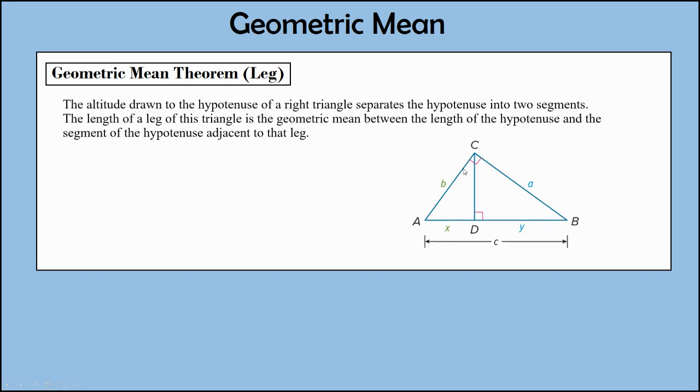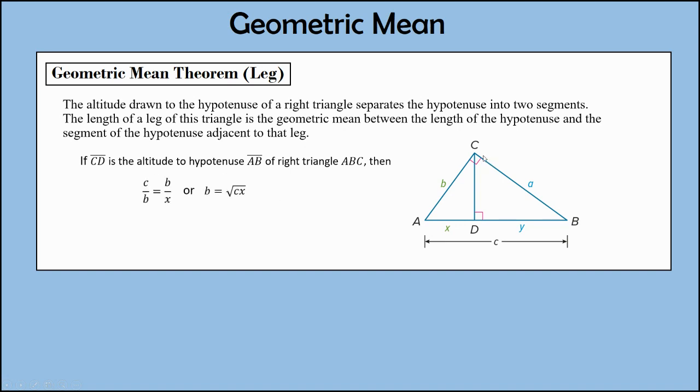Now, let's talk real quick. If I have right triangle ABC, AB is the hypotenuse, and C to A and C to B are the legs. So we're talking now about finding the length of C to B or C to A using this concept of geometric mean. What the description says is the length of a leg of a triangle is the geometric mean between the length of the hypotenuse and the segment of the hypotenuse adjacent to the leg. So let's talk about that.